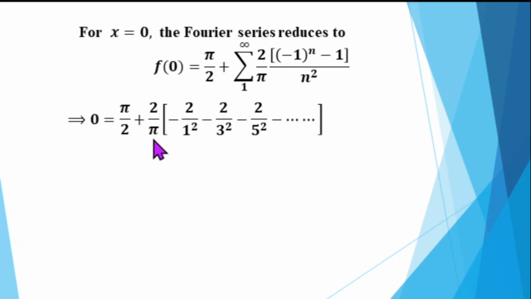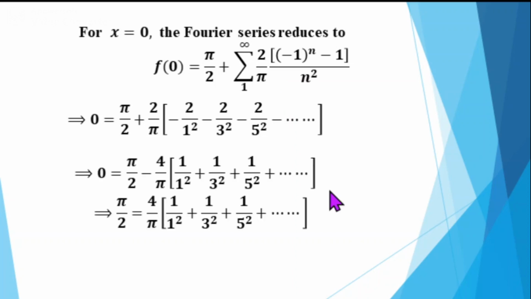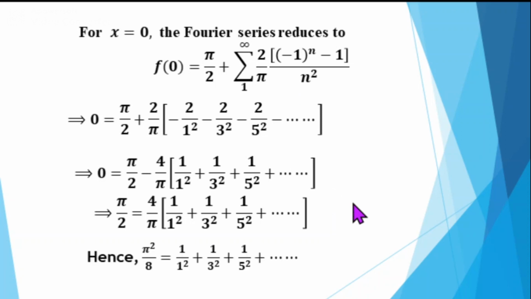So f of 0 is 0. On the right hand side, 2 by pi is a constant, so take it outside the summation, expand the summation by taking n equal to 1, 2, 3, etc., and go on simplifying. We will get pi square by 8 equal to 1 by 1 square plus 1 by 3 square plus 1 by 5 square, etc. This is the required series given in the problem.